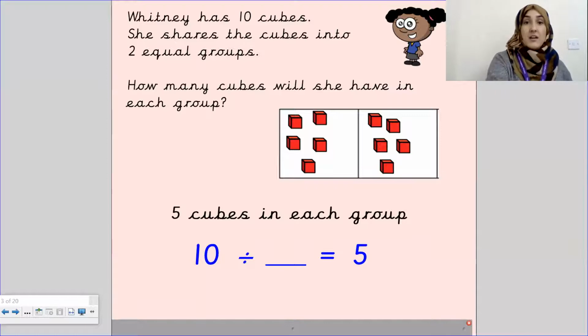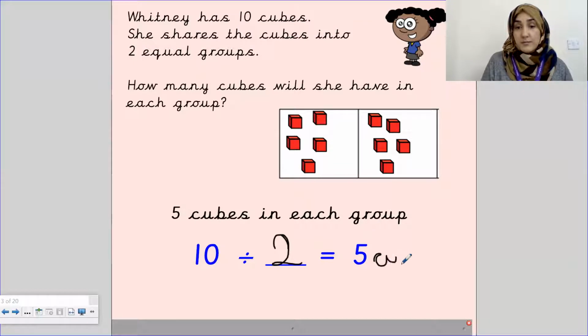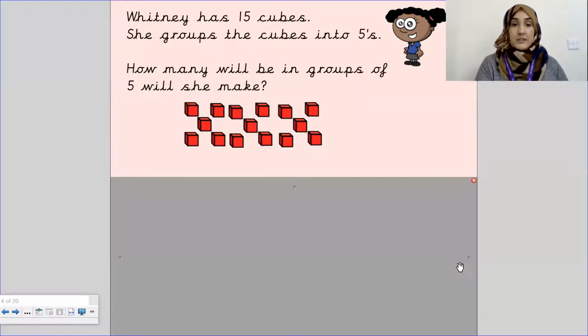Let's complete our number sentence, our division number sentence. 10 divided by 2 groups equals 5 cubes in each group. Well done, Morris.